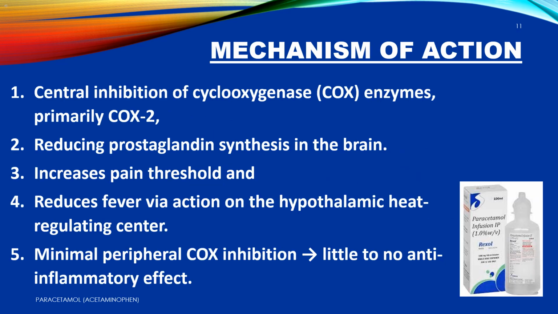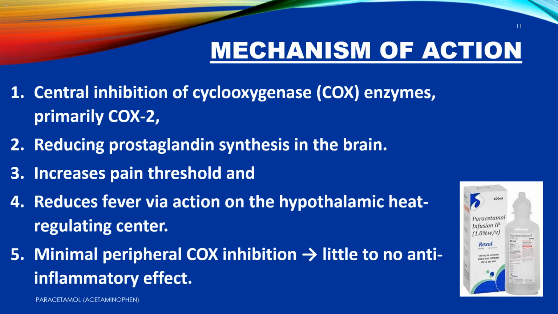Mechanism of action of paracetamol. 1. Central inhibition of COX enzymes. Paracetamol works by inhibiting cyclooxygenase, COX, enzymes in the brain, primarily COX-2, which plays a role in pain and fever regulation. 2. Reducing prostaglandin synthesis. By inhibiting COX enzymes, paracetamol reduces the synthesis of prostaglandins, which are chemicals that contribute to pain and fever.